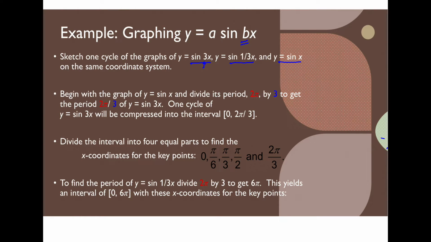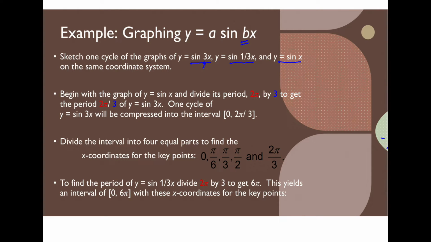If you remember, pi over 3 is 60 degrees. Pi, remember, is 180. 180 divided by 3 is 60. And so 2 of those, 2 pi over 3, is 120. So our period now went from 360 to 120. We divided it by 3.